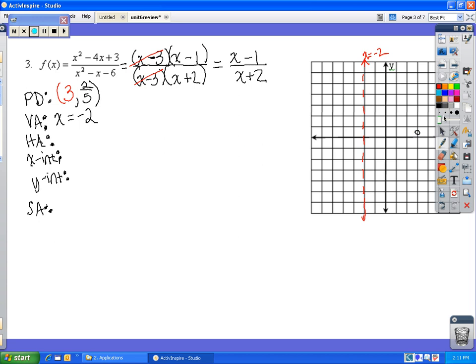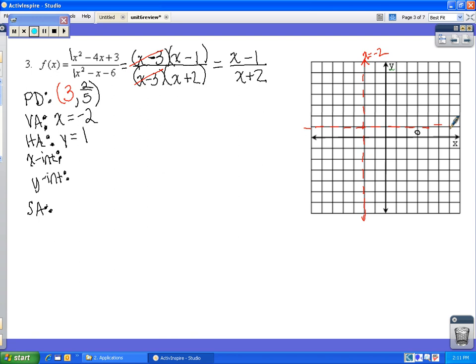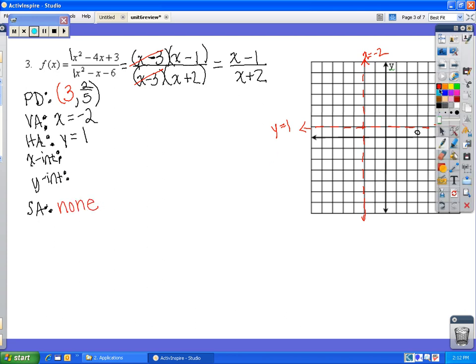Alright, so now I am going to find my horizontal asymptote, and I'm going to see that both x squared and x squared, the degrees are equal, which means I use the coefficients of those, which are 1 and 1. So my horizontal asymptote is y equals 1 over 1, or y equals just 1. So again, I'm going to go ahead now and fill that in on my graph. Alright, so since the degrees were equal, I know that I have no slant asymptote, so I can go ahead and fill that in as well.